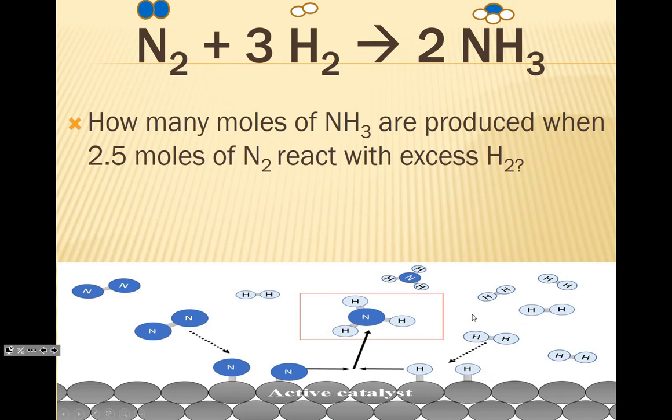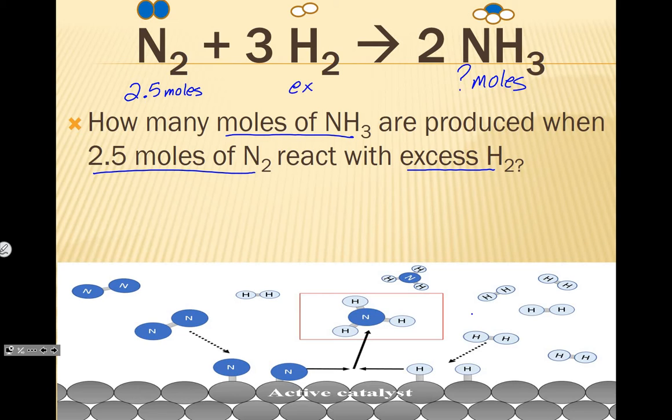All right. So here we go again. How many moles of NH3? So here we put a question mark. Moles are produced when I have 2.5. Now we don't have a whole number. Now we're getting a little bit more involved. And it says I've got excess. So that basically means I don't need to worry about that. I've got as much as I need.